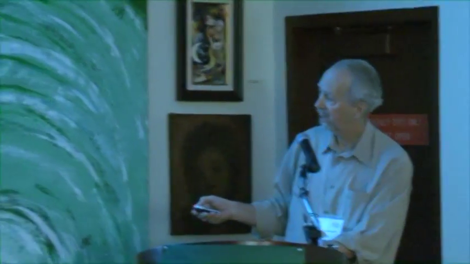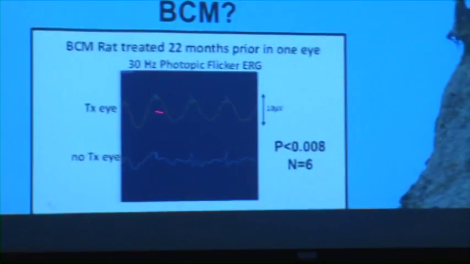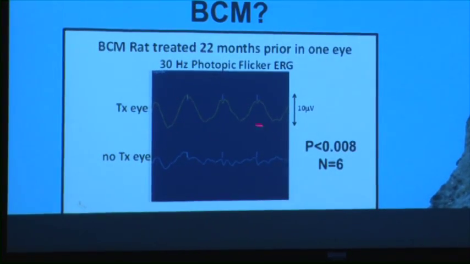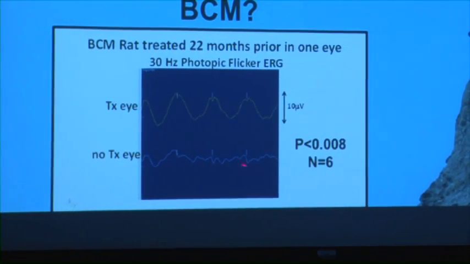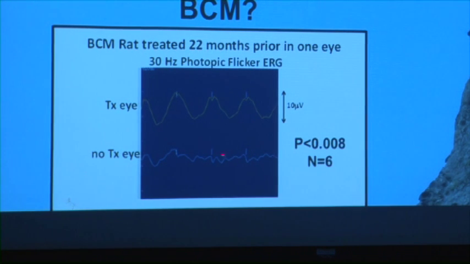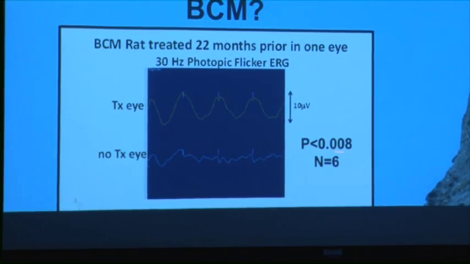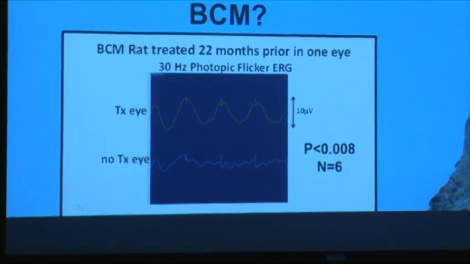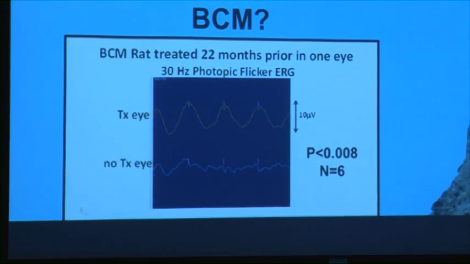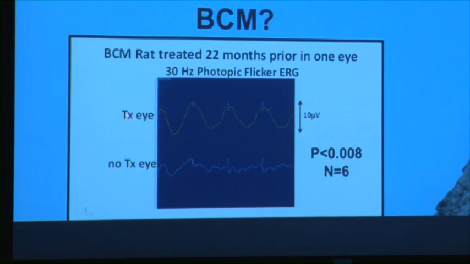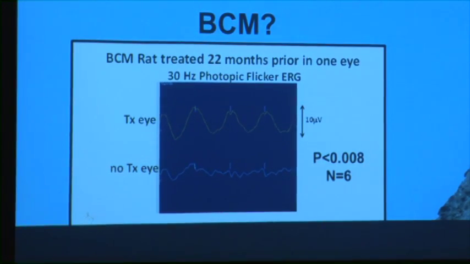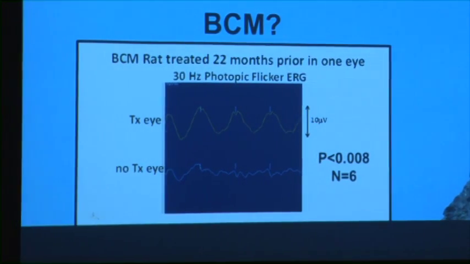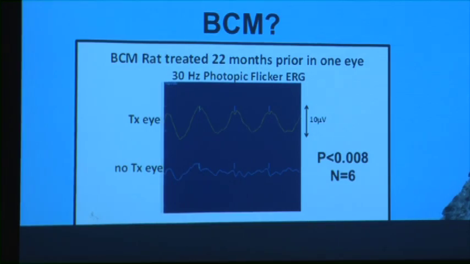I hope you can see this. This is a photopic flicker. Here is an example of a treated eye, nice flicker response, about 10 microvolts. And here is the untreated eye in the same animal, basically no response. The p-value is 0.008 over 6 treated eyes in 6 different animals. So we think that there is going to be a behavioral improvement when we can get around to doing that. It's difficult from 7,000 miles away, but we're getting there.